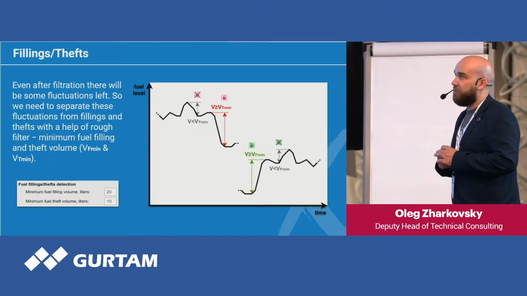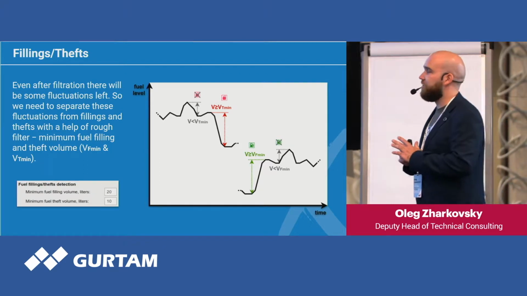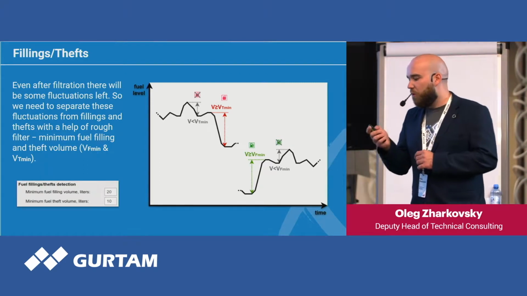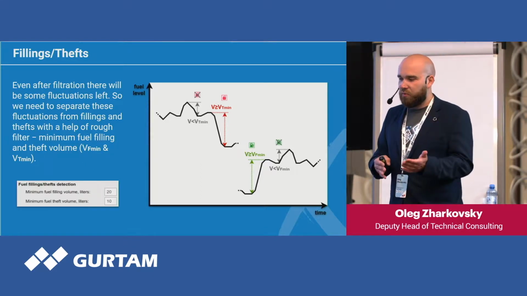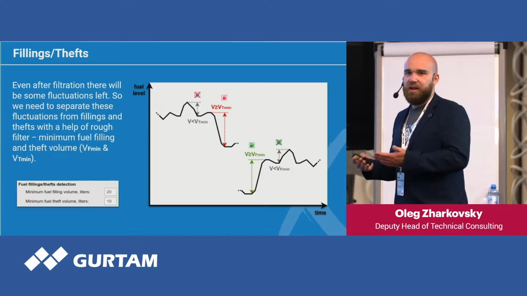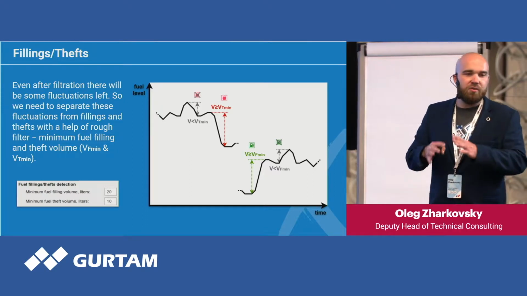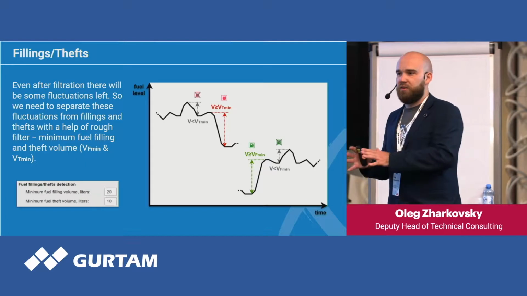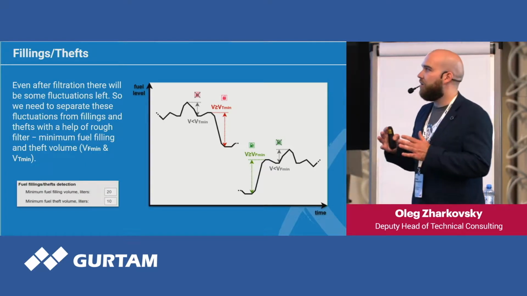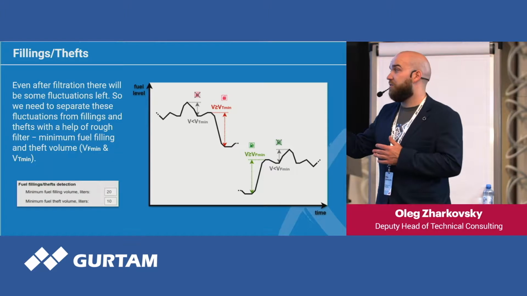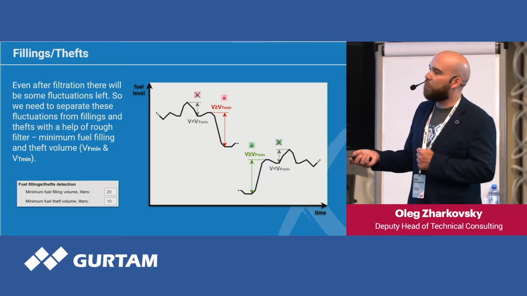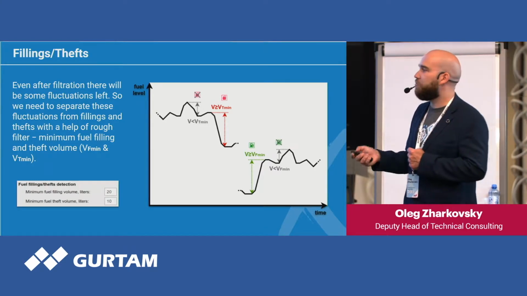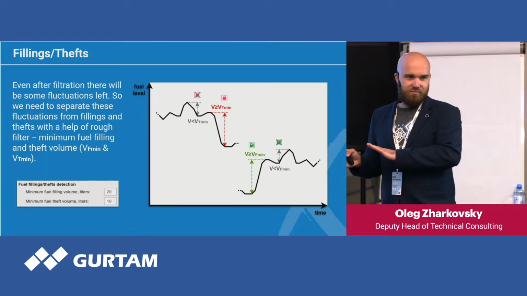Even after applying the filtration, we'll still have some fluctuations left. So we've got two options that can help us to divide the fluctuations from the fillings and thefts. And this is a rough filter, because FLS won't give us high accuracy, so we need a rough filter, and it is just a volume. So if the fluctuation is more than 20, then probably it's a filling. If it is more than 10, then probably it is a theft.